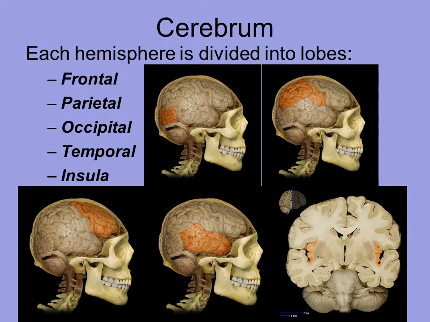Each of the hemispheres is divided into 5 different lobes. There is the frontal lobe, the parietal lobe, the occipital lobe, and the temporal lobe. Those 4 you should be able to easily locate by their names, and you can easily see them on, say, a sheep brain or on a diagram or picture. The insula is the one that sometimes people have problems with. It's more internal, and so you can see on the bottom right picture the highlighted orange there. That would be the insula lobe.